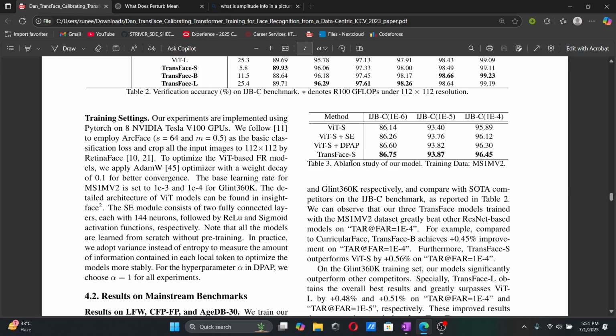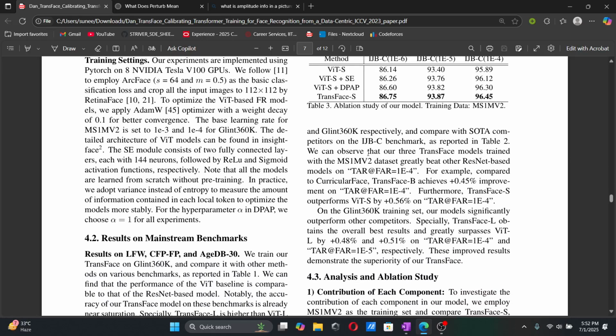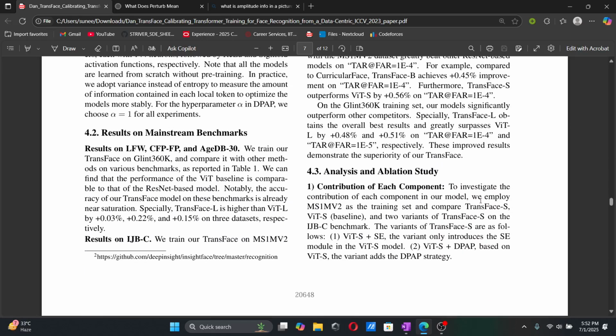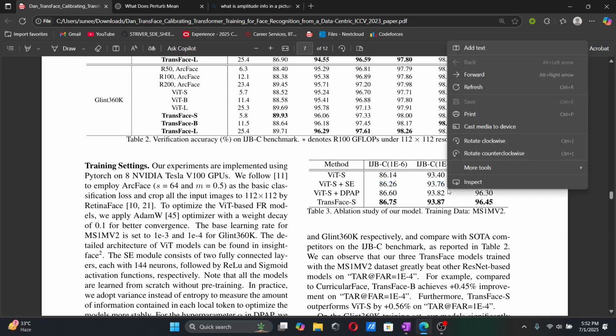So only S is less, right? So mixed DPAP and SE both mixed gives us better results. That's what you're trying to say, right? The comparison is almost like equal.